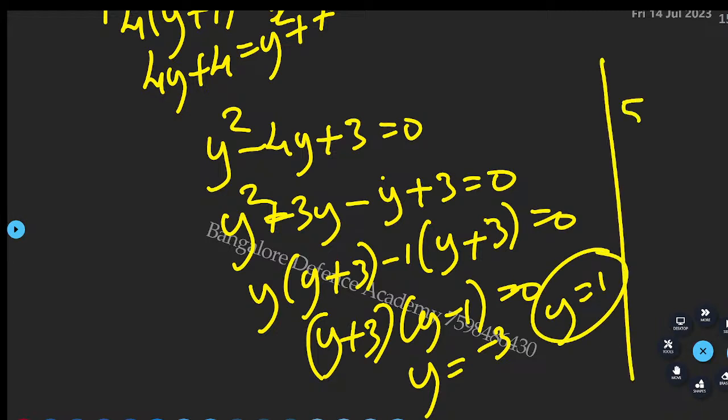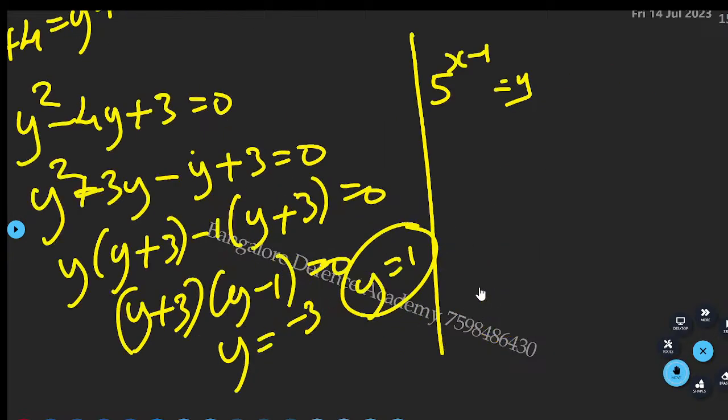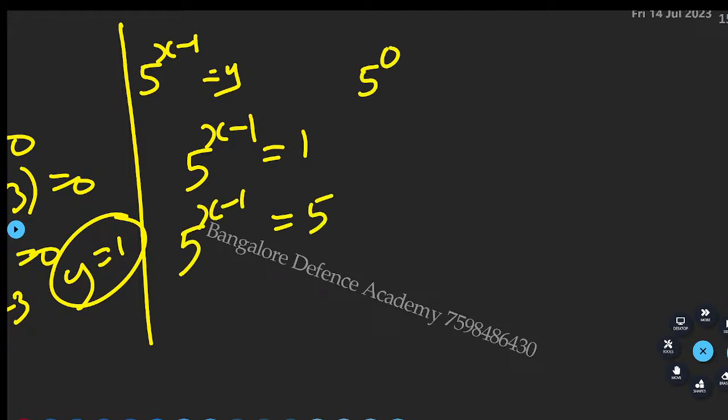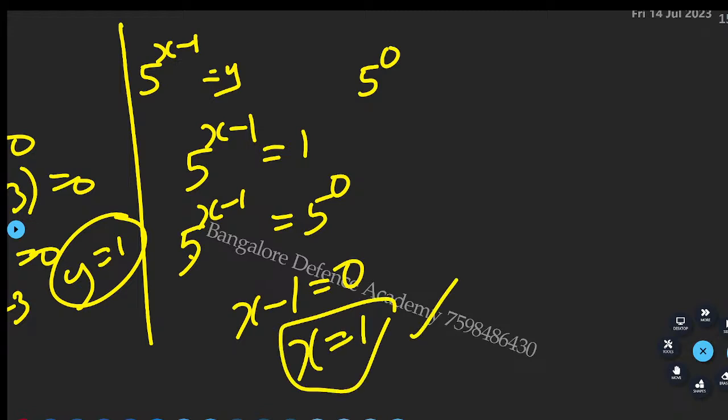But what you have considered, 5 to the power of x minus 1 is equal to y. So what is the y value you get here? 1. So this becomes 5 to the power of x minus 1 is equal to 1. This I know, anything to the power of 0 is what? 1. So this becomes 5 to the power of x minus 1 equals 5 to the power of 0. If the base is same, can I write x minus 1 is equal to 0? Final answer is x is equal to 1.